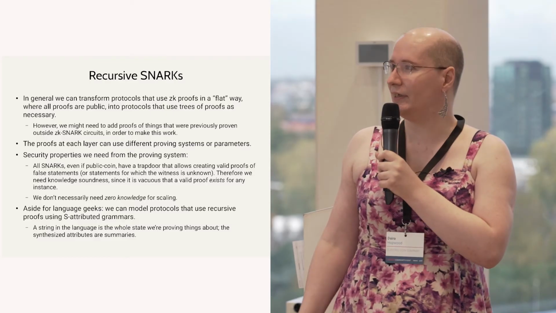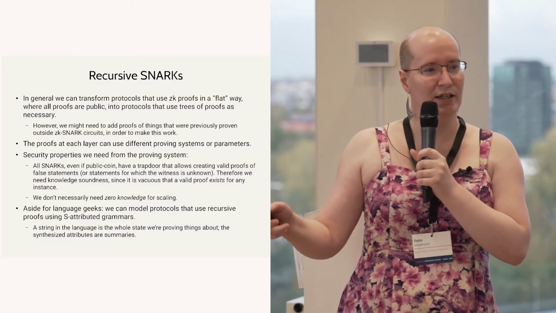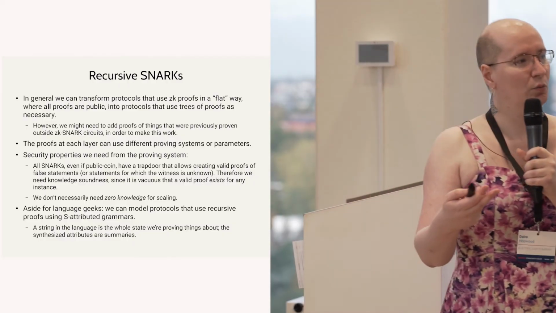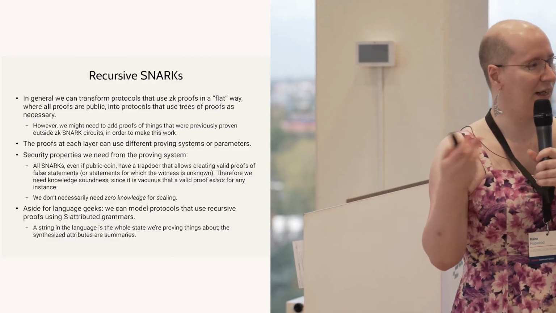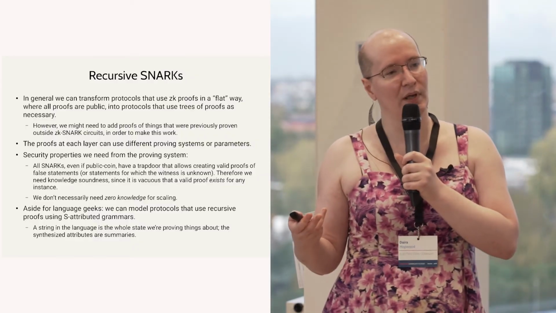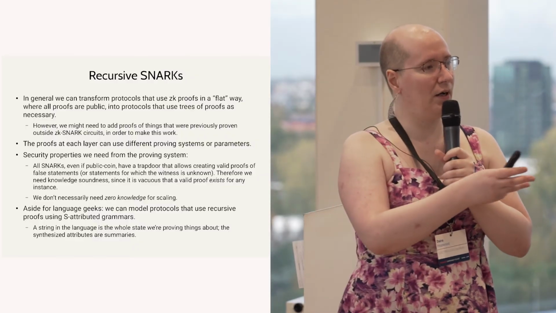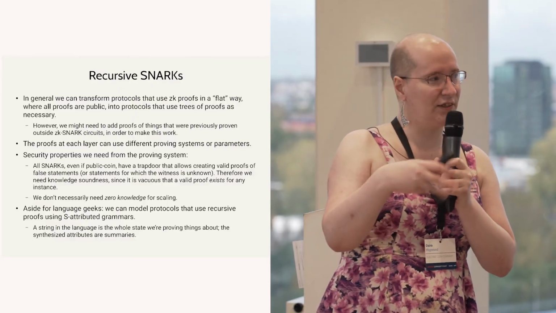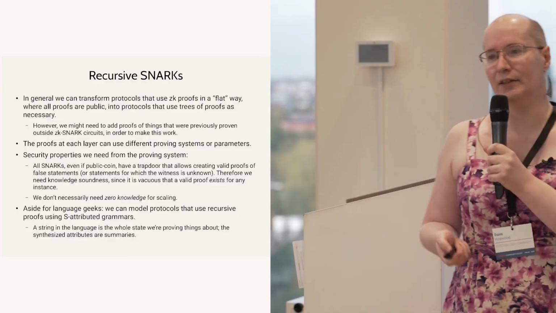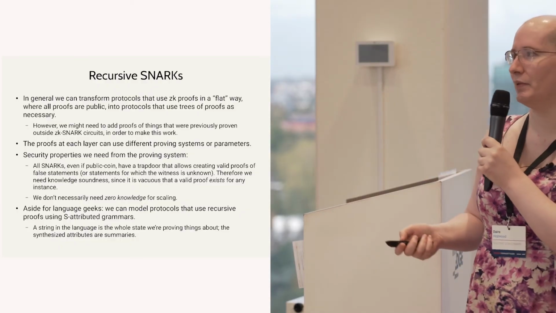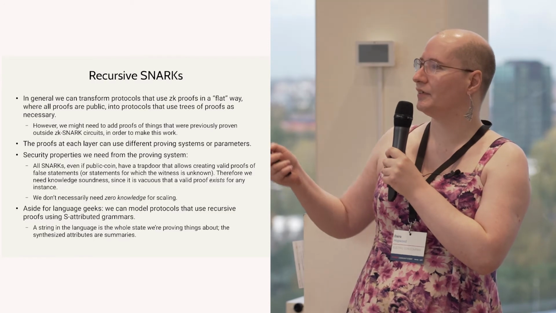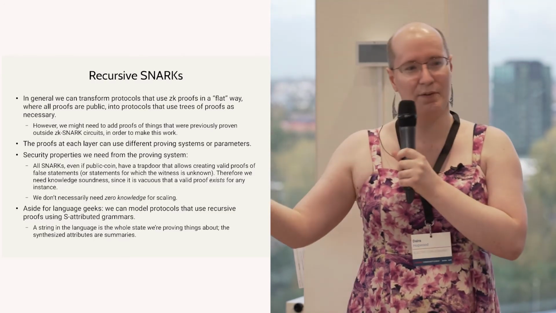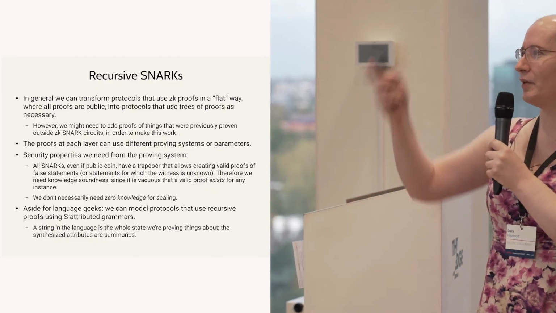Notice that we don't necessarily need zero knowledge for the scaling. So we might need zero knowledge at the leaf proofs because we're trying to allow people to use private keys and other information that only they know. But this construction of the tree of proofs doesn't necessarily need zero knowledge at the higher layers. It just needs the proof properties, the soundness properties. So for language geeks, there's this idea of S-attributed grammars that we can use to describe recursive proof systems, but I won't go into detail about that.